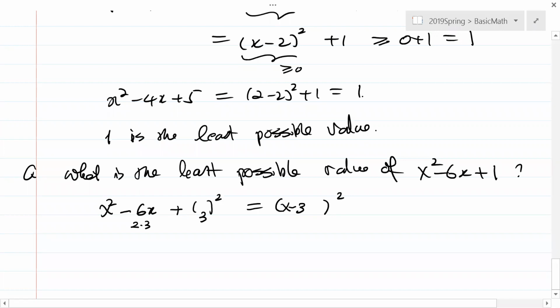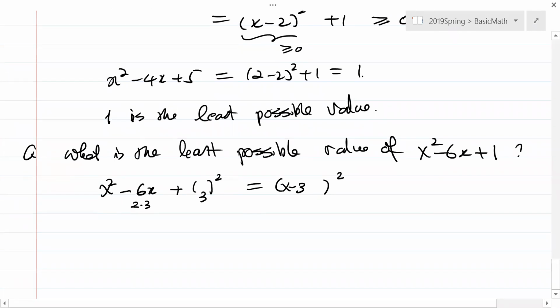What if you switch the 3 and the 2? Would that mean k would be 2? No, k must be 3 here. It's 2k. The formula says x squared minus 2kx plus k squared equals x minus k squared.